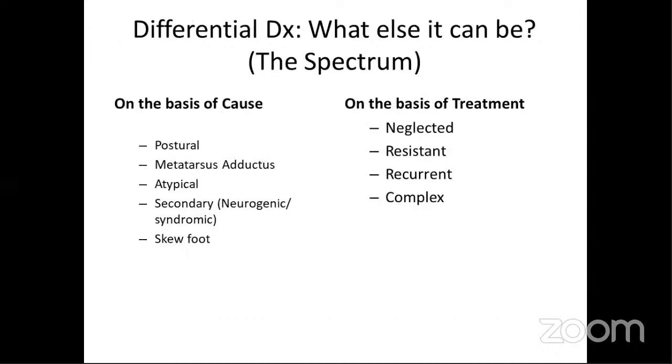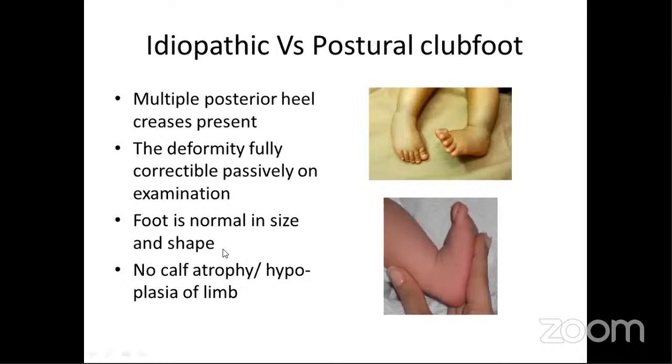So what are the differential diagnoses? I'm sure the examiner is going to ask you this. You have to differentially diagnose your idiopathic clubfoot from several other conditions, which are based on the cause, like a postural clubfoot, metatarsal adductus, atypical clubfoot, secondary clubfoot and skewfoot. We will gradually cover them one by one. Now, what is a postural clubfoot? Postural clubfoot means that it looks like a clubfoot, but actually it is not. There is no deformity. You will be able to correct the foot fully, that means you will be able to achieve dorsiflexion which is much more than 15 degrees. Although the foot appears to be a clubfoot, it is normal in shape and size, and there will be no calf atrophy and hypoplasia of the limb.